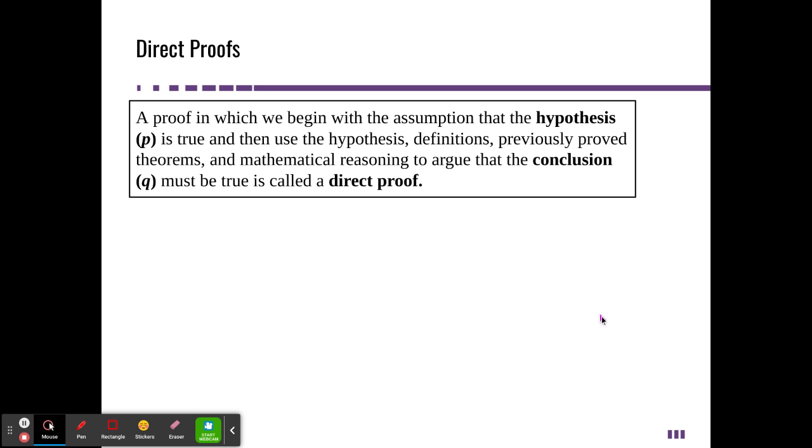All right, so direct proofs. A direct proof is a proof in which we begin with the assumption that the hypothesis is true, and then use the hypothesis, definitions, previously proved theorems, and mathematical reasoning to argue the conclusion. What I want you to take away is that we'll always start with the hypothesis, follow it with some definitions, maybe pull in some previously proved theorems, and then use any mathematical reasoning, like algebra, to show that the conclusion is actually true. That is called a direct proof.